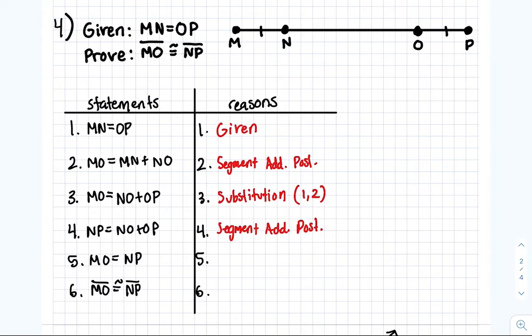Okay, now how did they get MO is equal to NP? Well, you guys take a look. Notice what MO is equaling. MO equals NO plus OP. Notice what MP is equaling. That is equal to NO plus OP. So basically, if MO is equal to that, and NP is also equal to that, then they must equal each other. So we're going to use substitution from lines 3 and 4.